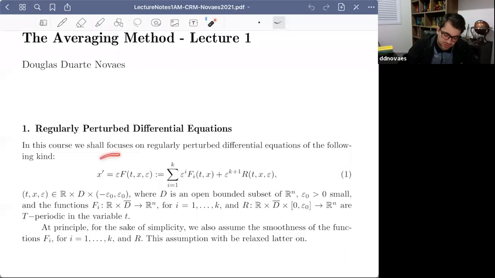Differential equations in this standard form, which is usually called the standard form for applying the averaging method. It is given by x prime equals epsilon multiplied by a function. t is the time variable with respect to which I'm taking the derivative, prime denotes the derivative with respect to t, x is the spatial variable, and epsilon is a distinguished parameter, the parameter of perturbation.